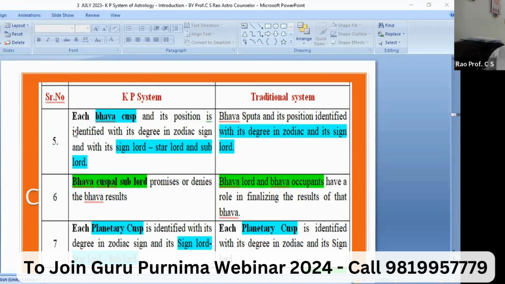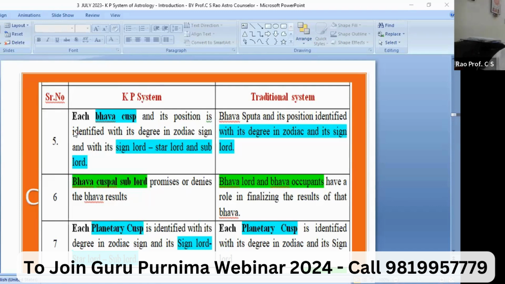In the traditional system, the Bhava spot and its position is identified by a degree in the zodiac and its sign lord only. If it is in Aries, even at 29 degrees, the sign lord is Mars. If it is Taurus 1 degree, its sign lord is Venus. Like that, the Bhava degree in a sign and its sign lord is decided in the traditional system. When it goes to the Navamsa, the calculations and interpretations are different.